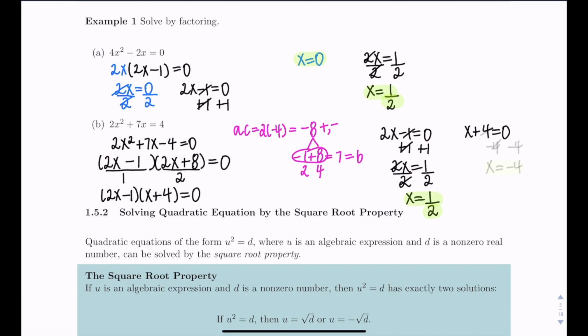For the other piece, all we're going to do is subtract 4 from both sides. And we get that x is equal to negative 4. So our two solutions are negative 4 and positive 1/2.